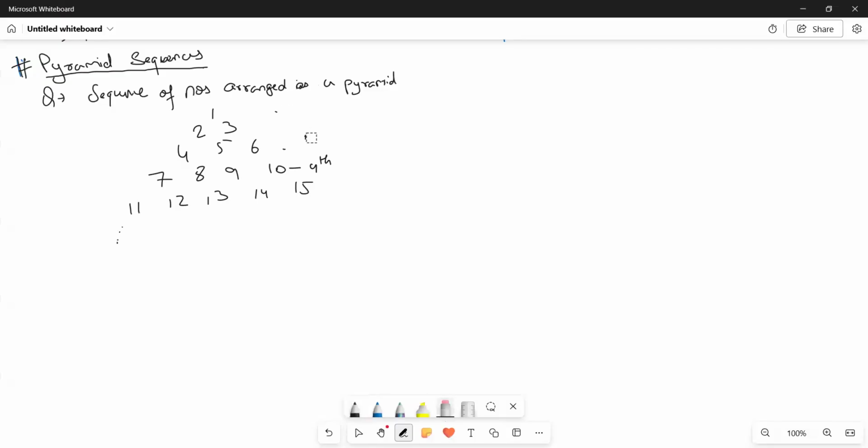So suppose we have the natural numbers arranged as a pyramid sequence. Now, the question for this sequence, part A: find the first term of the nth row. If natural numbers are arranged like this, what would be the first term of the nth row?